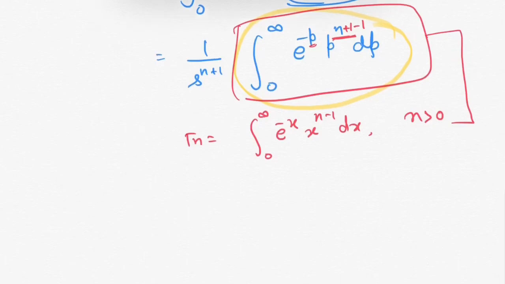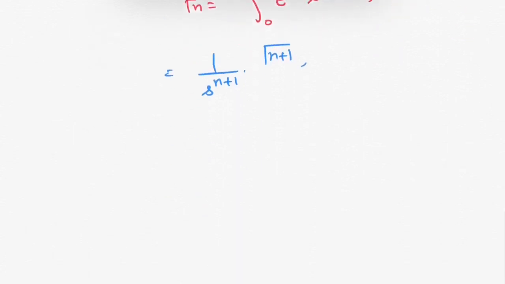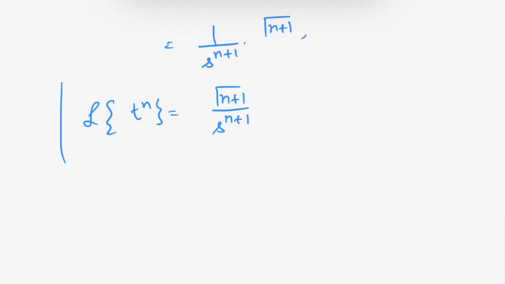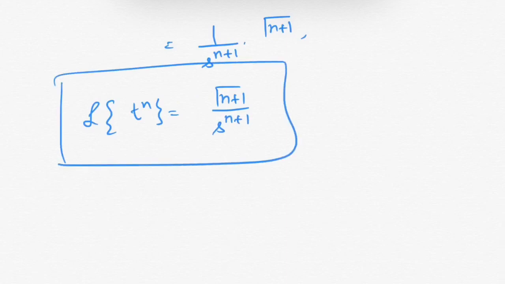So this equals 1 over s raised to power n plus 1 into gamma n plus 1. So Laplace transform of t raised to power n equals gamma n plus 1 over s raised to power n plus 1.